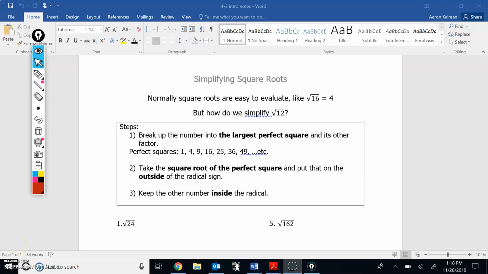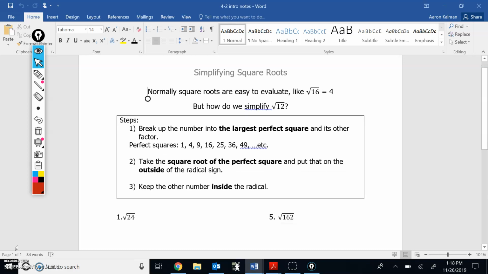Hey guys, today's video is on simplifying square roots. Normally, we can do square roots pretty easily if they're like the square root of 16, which is 4. But how do we simplify weird square roots that are not perfect, like the square root of 12?